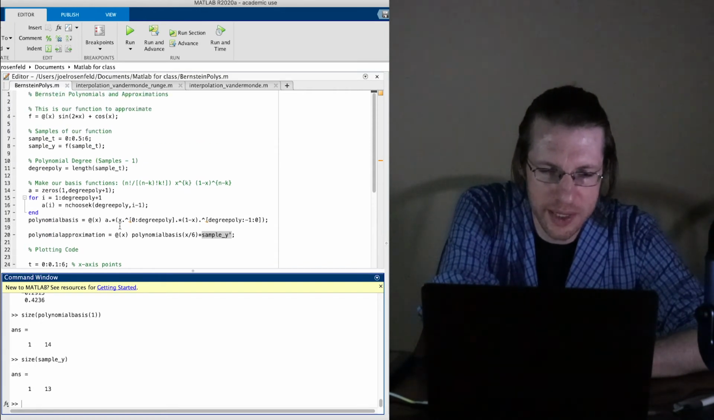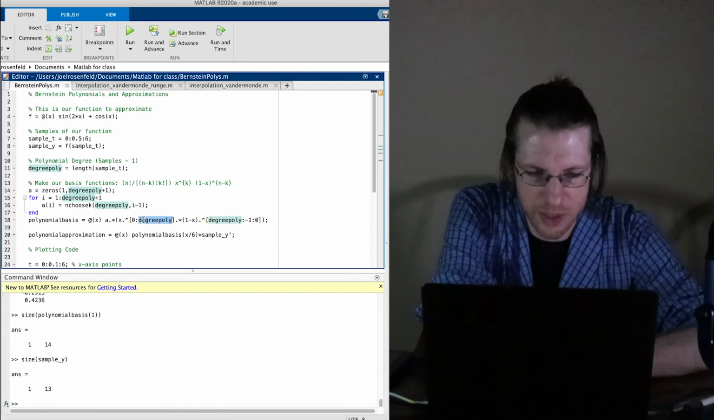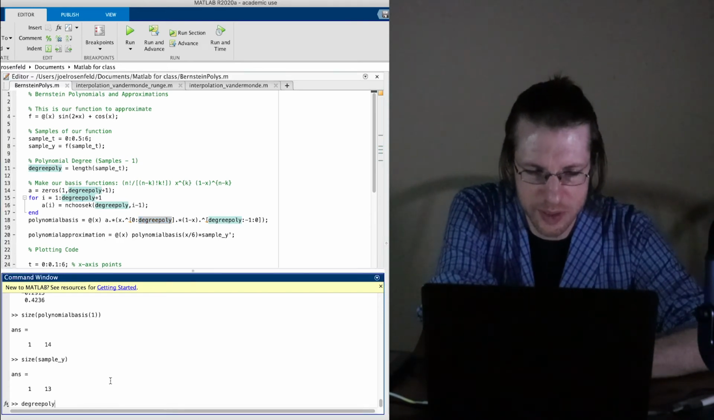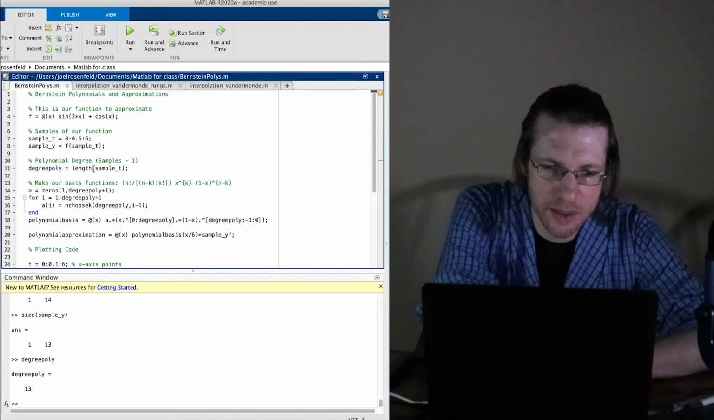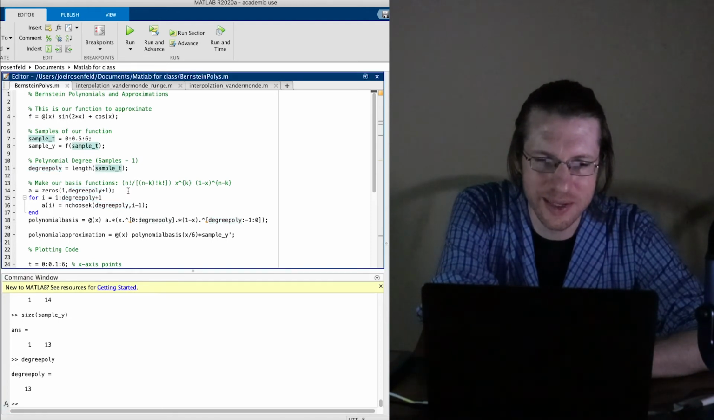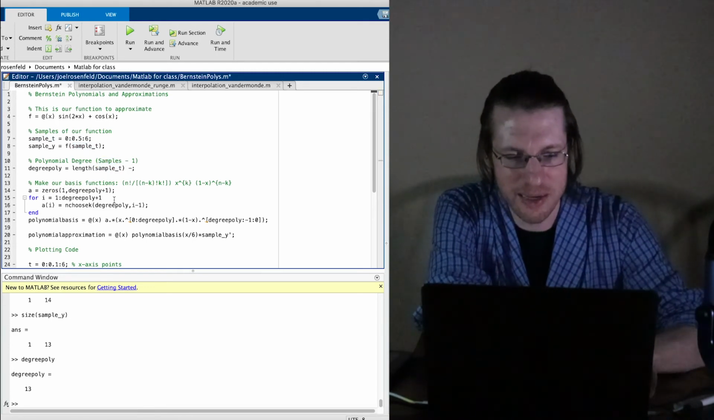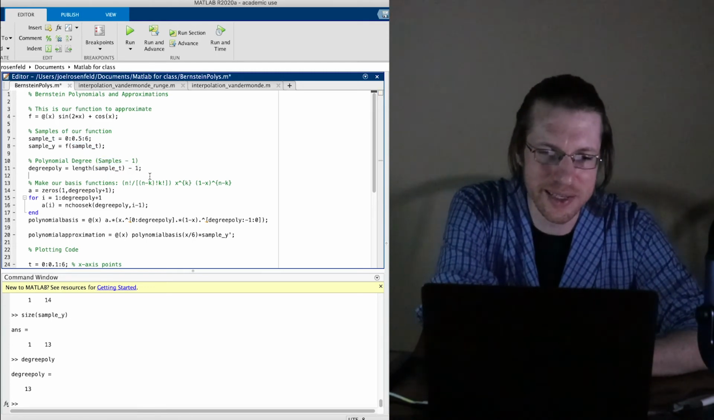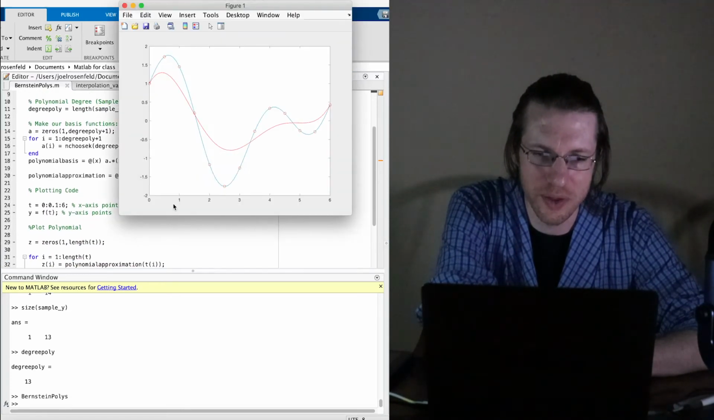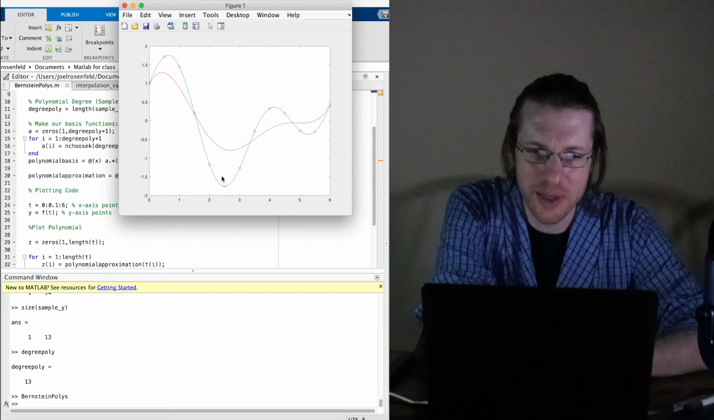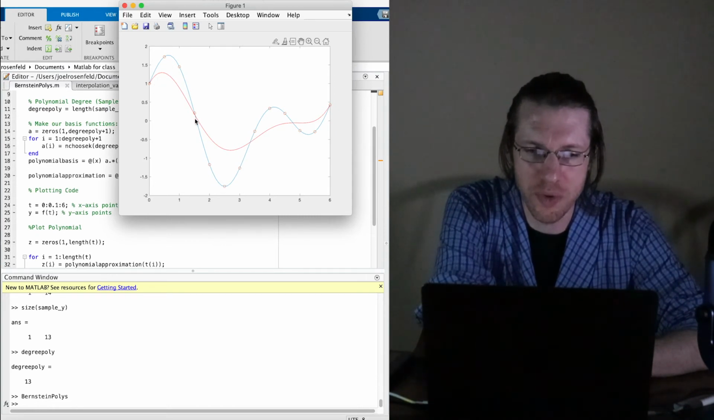So what is the degree of the polynomial? What is the size? 13. Oh, right. I said it should be samples minus 1. You guys might have even caught this, but I didn't implement that. All right, there we go. Now I think I caught all the problems, and we can run the code and see what we get. Okay, so this is our approximation, this little red line here.